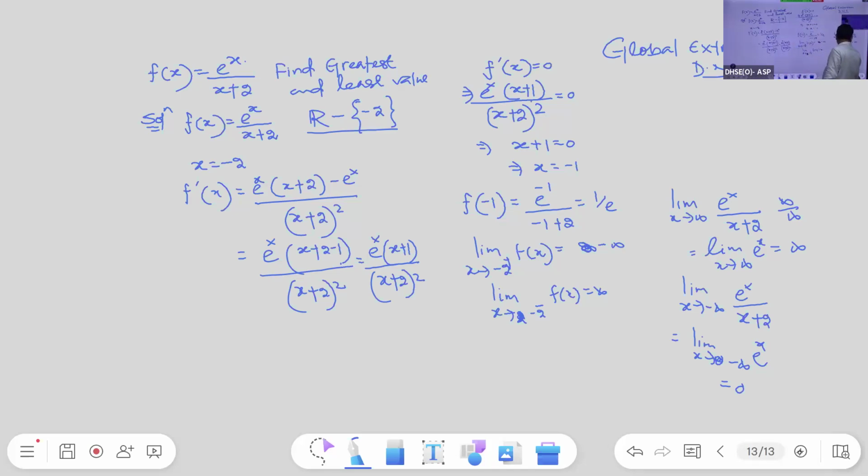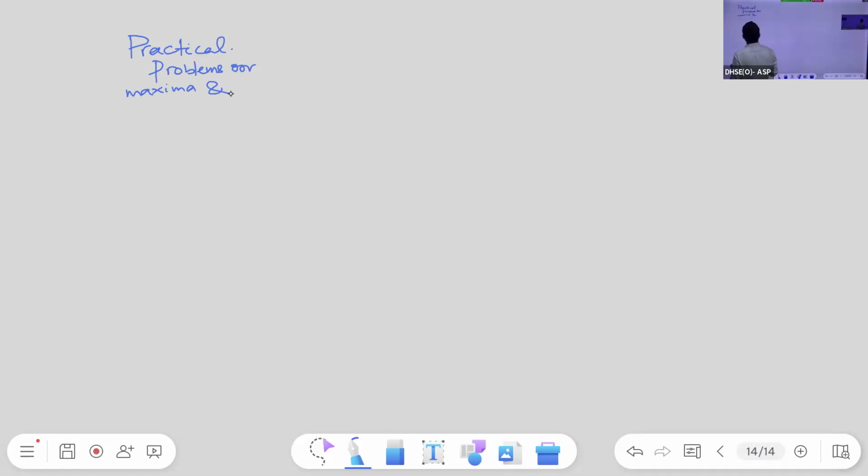Then come to the last part of maxima and minima, that is called practical problems on maxima and minima. We'll start with a very simple question so that you can understand the concept.